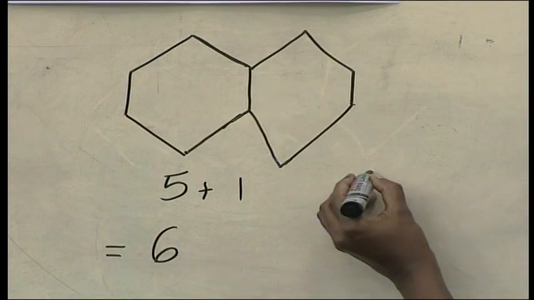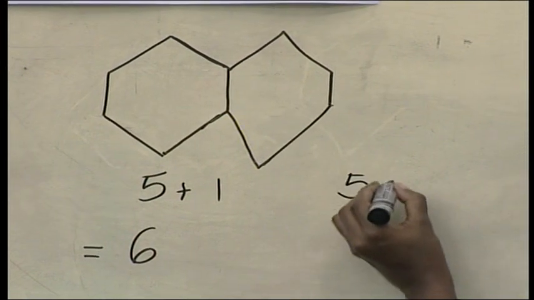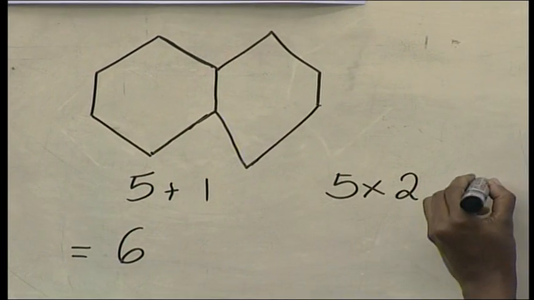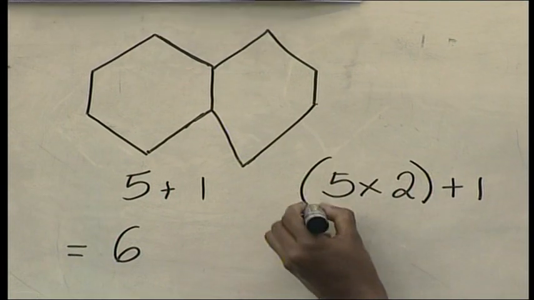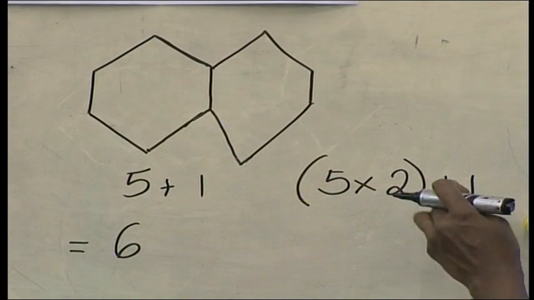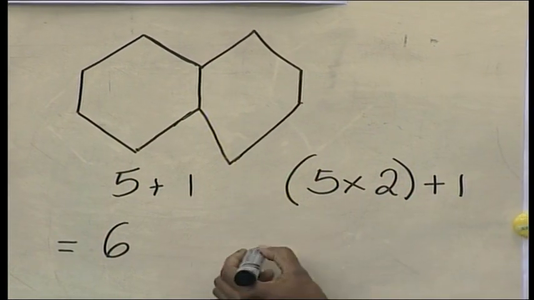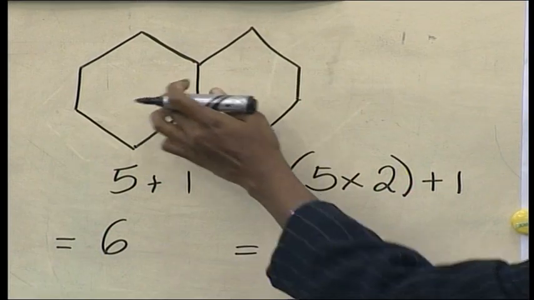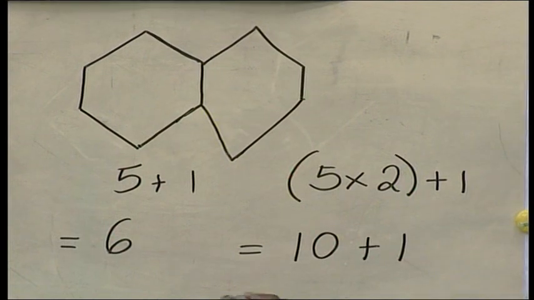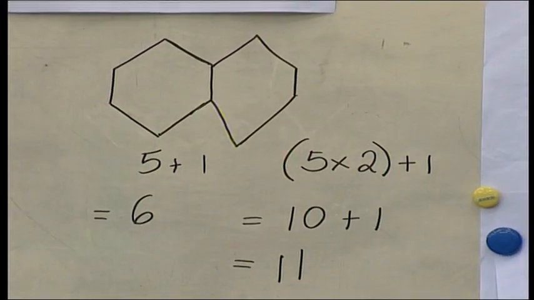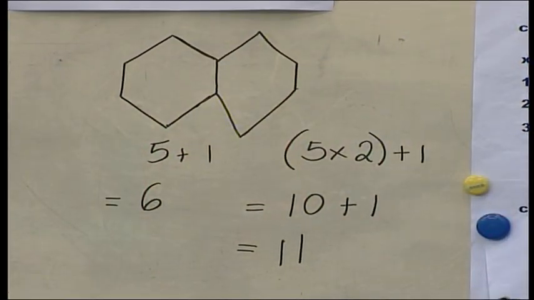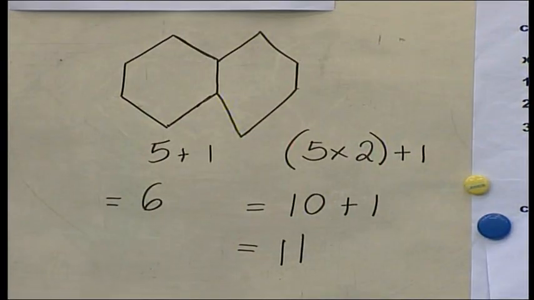We have 5 times, how many hexagons? 2 plus 1. Remember, multiplication is a different operation sign from addition, so always have your brackets. So for 2 hexagons, we have 10 plus 1 equals 11. That is the total number of matchsticks that you are going to use to form 2 hexagons. Any questions, receiving students?